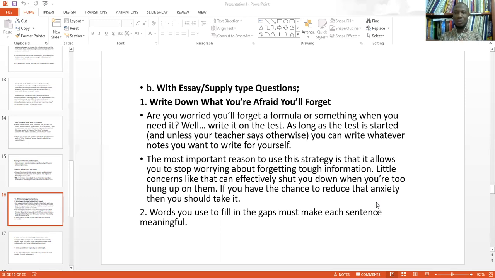The sentence should be very meaningful to you, the one answering the question, and to the one reading your answer. Then also, the sentence should be grammatically correct, to you and then to any other person reading. So let's move on to the next point.